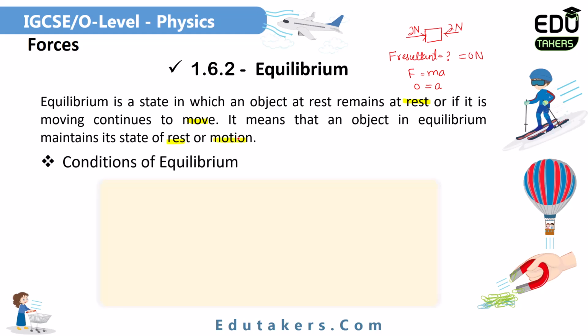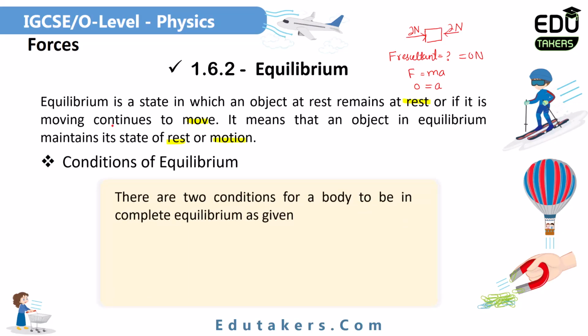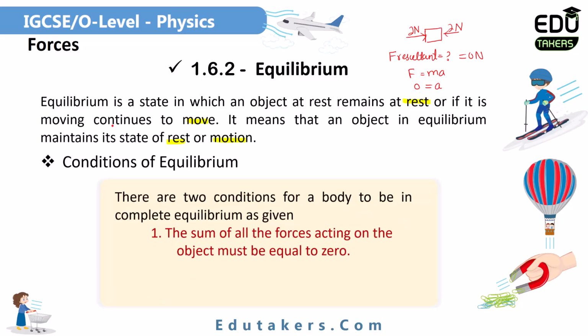There are two conditions of equilibrium. Let's see this. The first condition is related with the forces: the total force acting on the body must be equal to 0. If a large number of forces are acting on the body, then you need to find the sum of these forces. It must be equal to 0 according to the first condition of equilibrium, which I describe here.